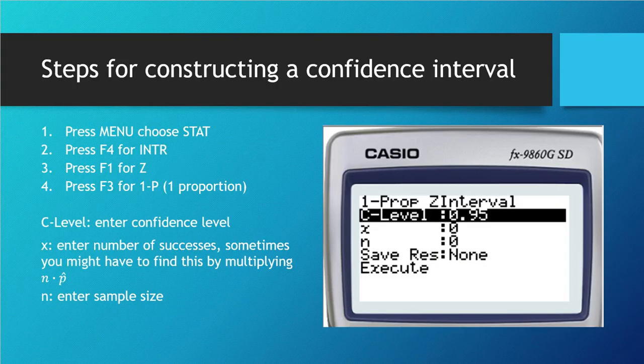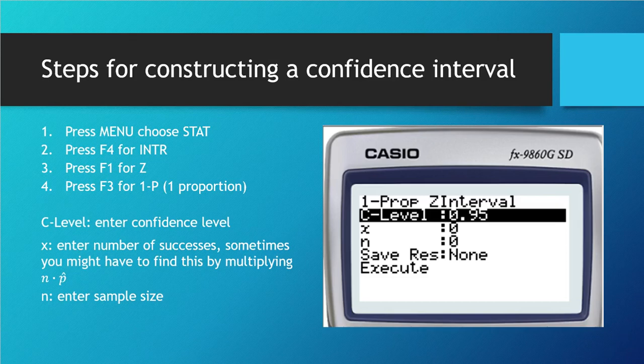We're using the calculator. We are back to the Z, but then when we get there, instead of choosing one sample, we're going to choose one P for one proportion. C level is still confidence level, just like before. N is still sample size. X is the number of successes.